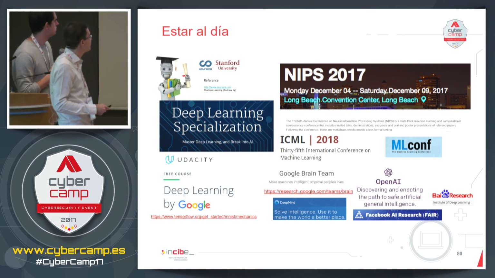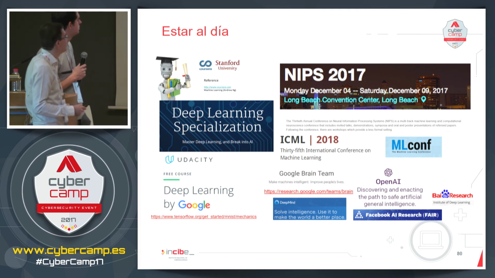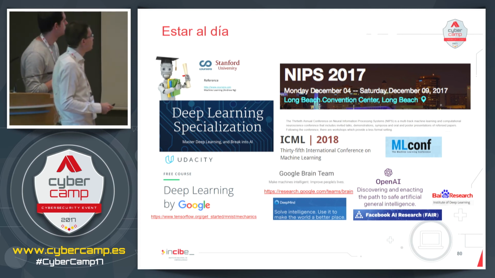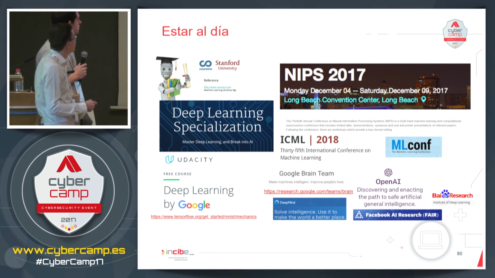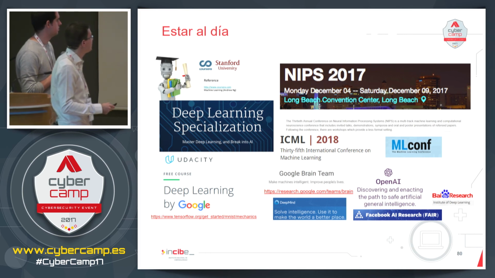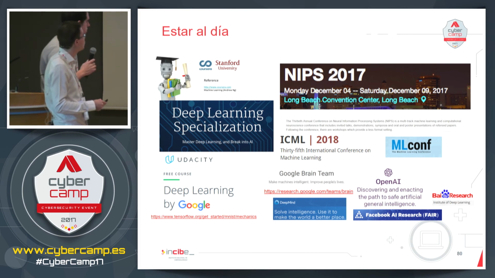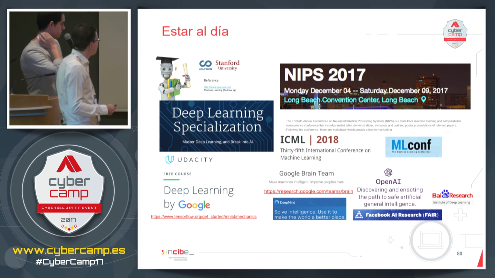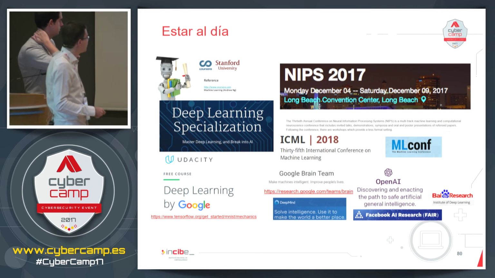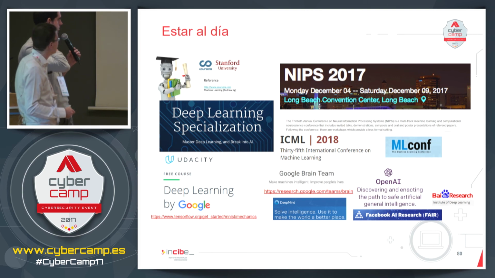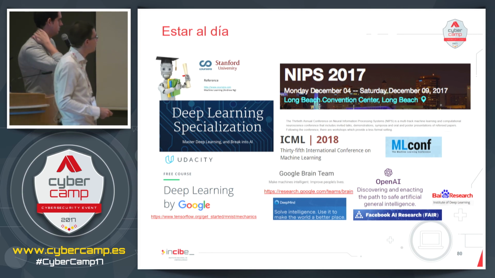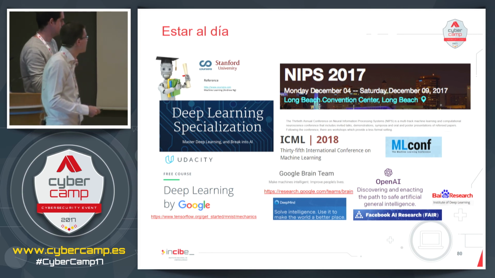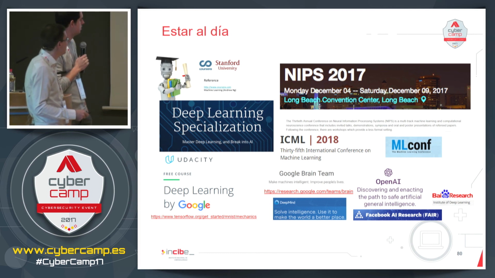There are conferences at world level to know what is being done and what are the latest developments in machine learning. NIPS 2017, MLConf, that's more theoretical, and ICML, that's for companies. And this is a list of companies that are investing quite a lot of money in AI and machine learning.